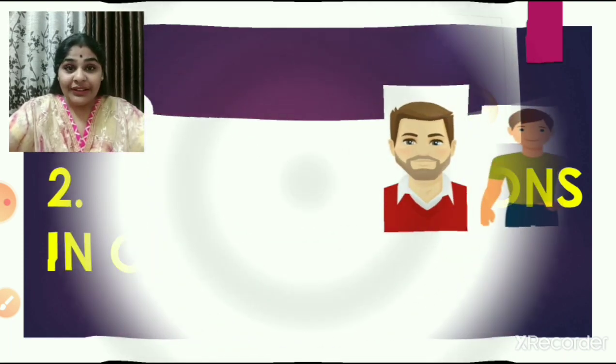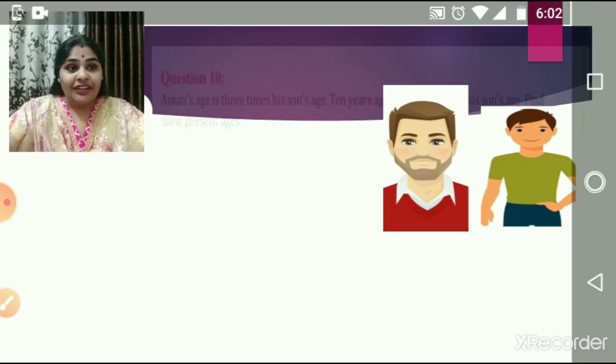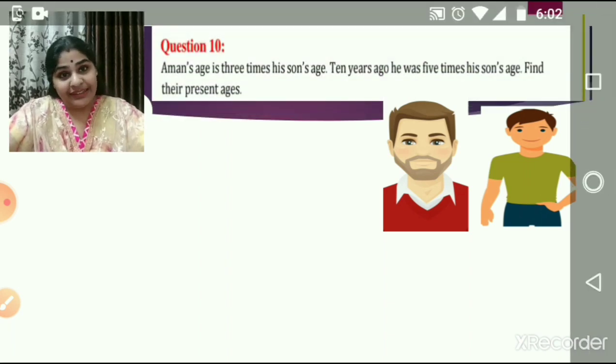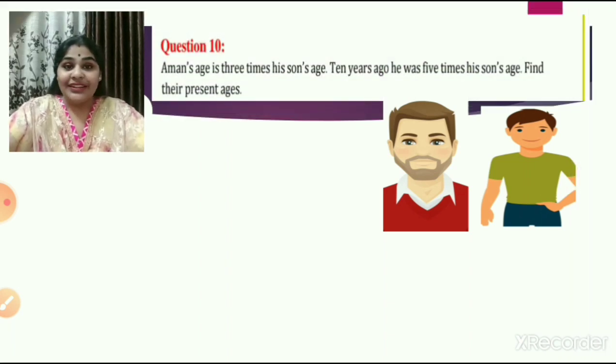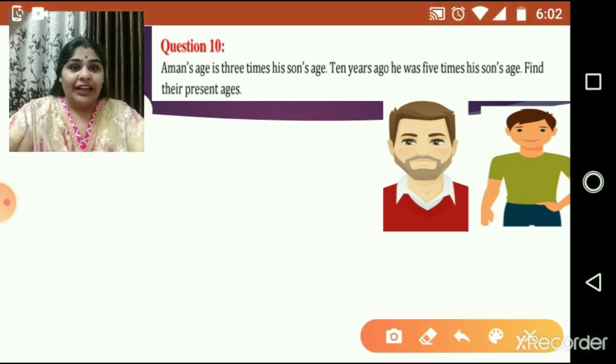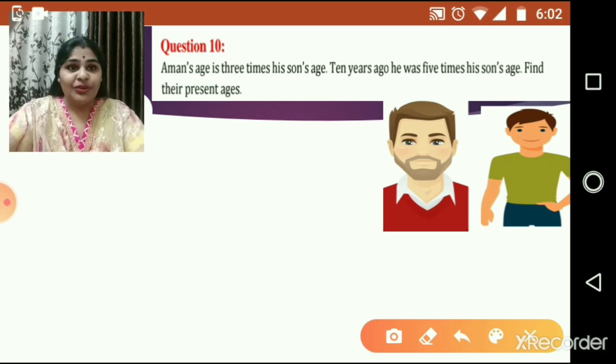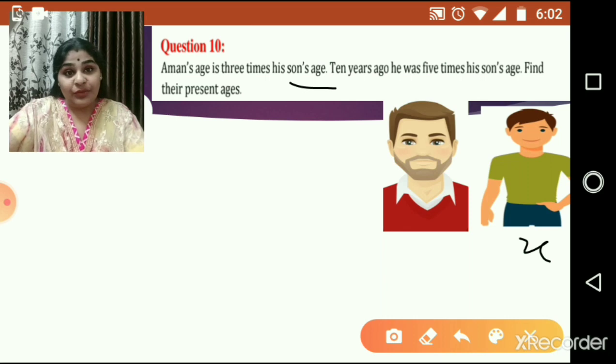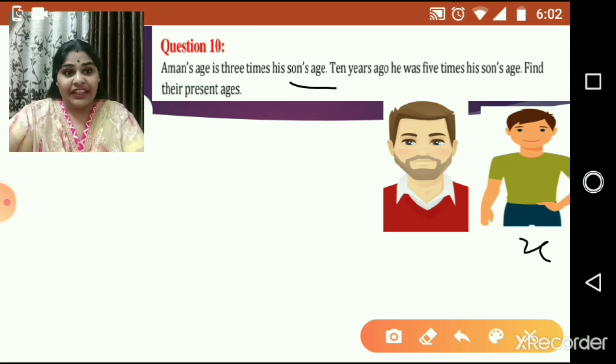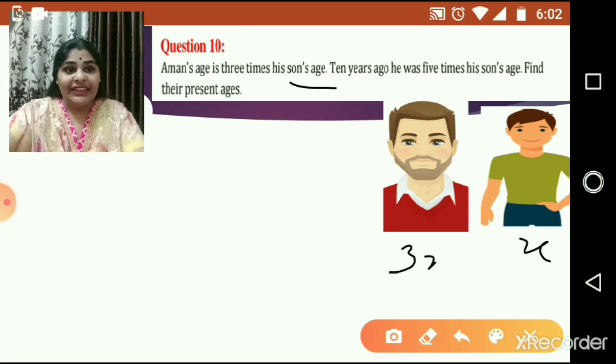We were in exercise 2.4 and we are going to start with question number 10. So let us begin. Aman's age is 3 times his son's age. Now we don't know son's age, right? So let us take son's age as x, and so Aman's age will be 3 times his son's age. That means 3x. I hope you understood this.